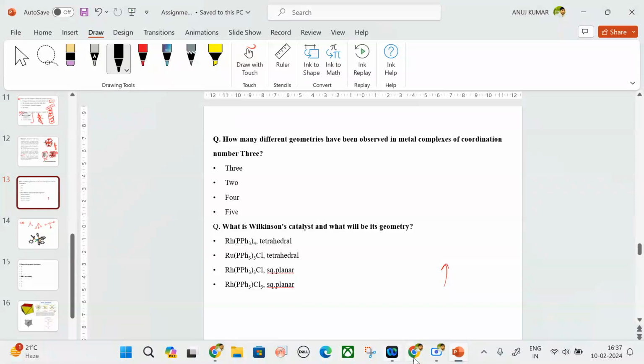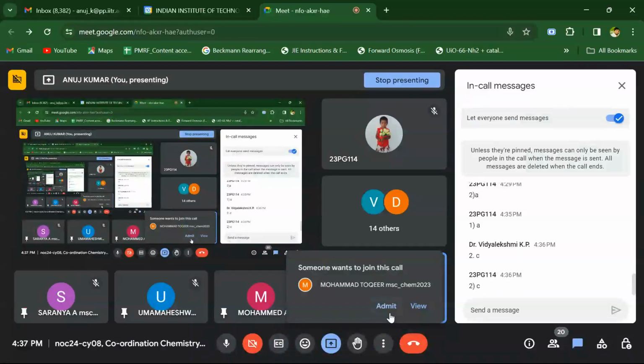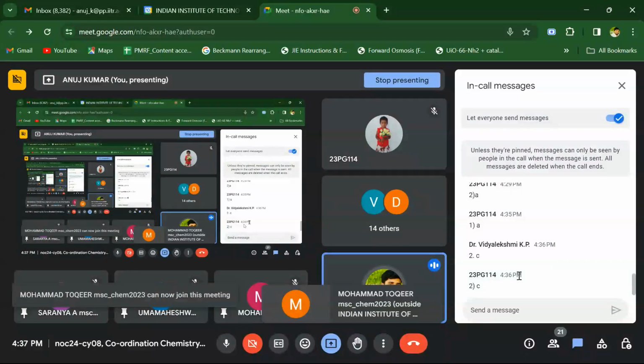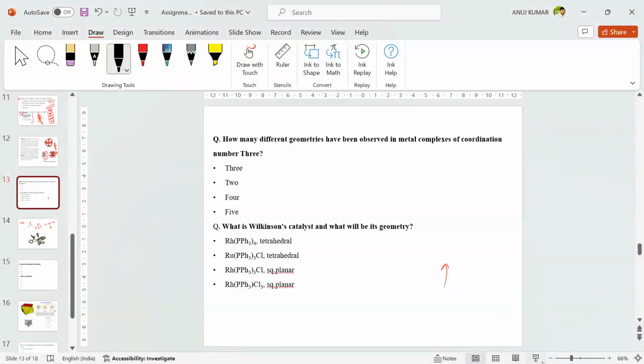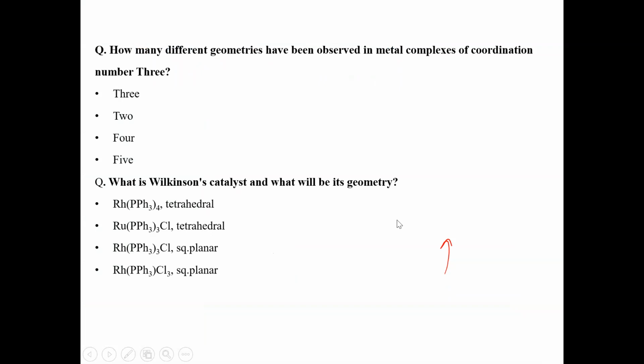Just try the second one. What is Wilkinson catalyst? And just read its application. It is basically used in the cis hydrogenation of alkenes. But the question is asking about the structure and its geometry.